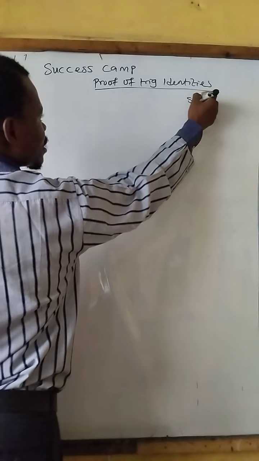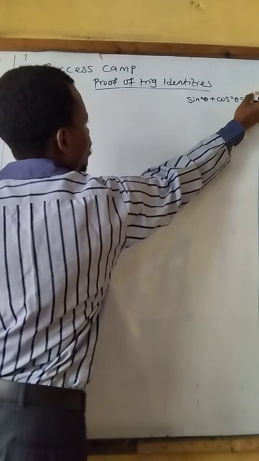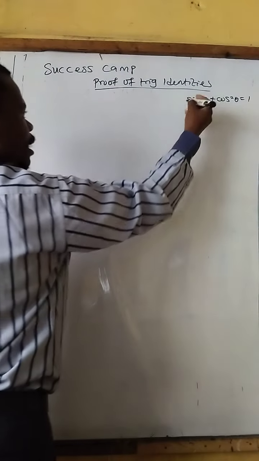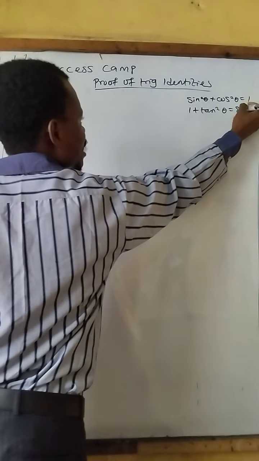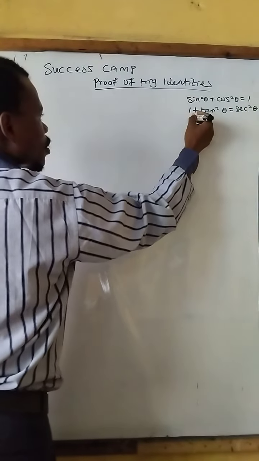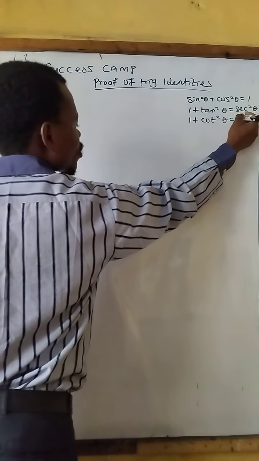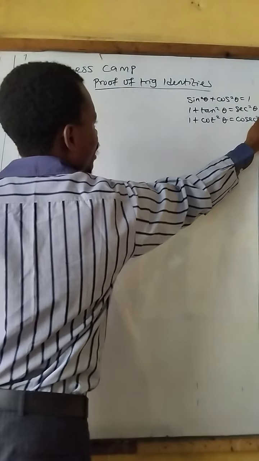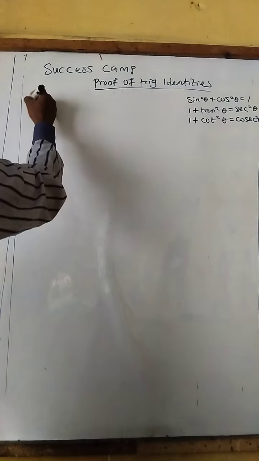And then we should not forget our important facts here: sine square theta plus cos square theta is equal to 1. And then 1 plus tan square theta is equal to sec square theta. Also 1 plus cot square theta is equal to cosec squared theta. Once you have this, then you may be able to do the rest. But then you know how to manipulate tan theta equals sin theta over cos theta and like that. So we move fast because of time.